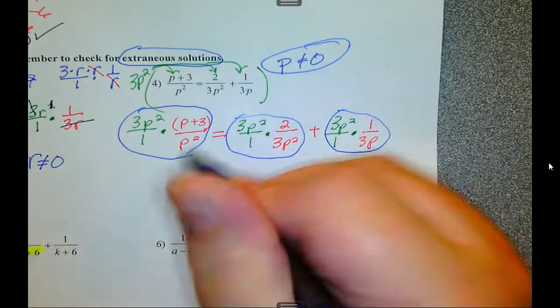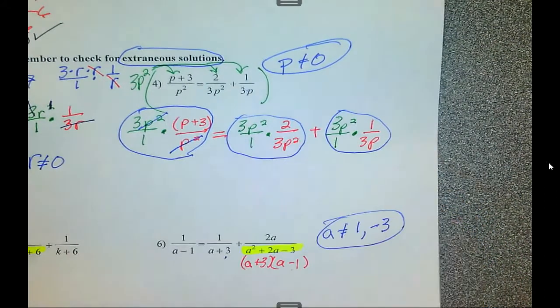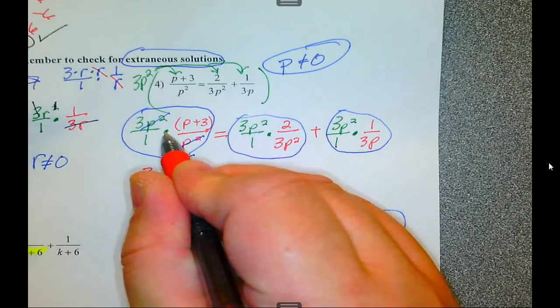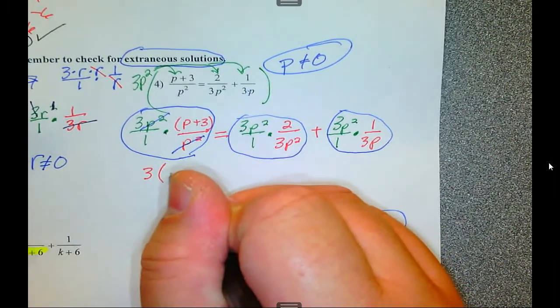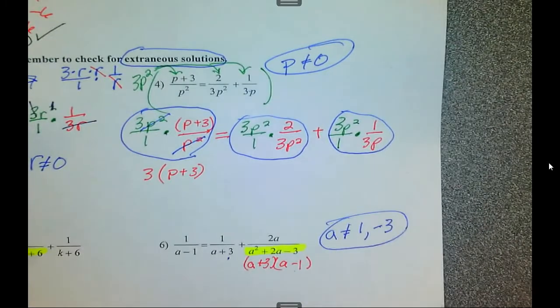Yeah. Well, the p squared's canceled. Three times p plus 3. Yeah, it's over 1, but we don't need to put it over 1.